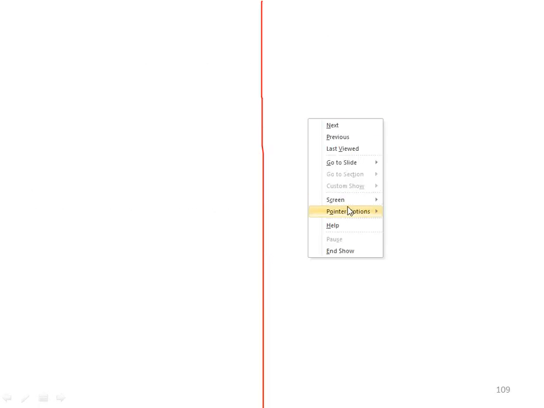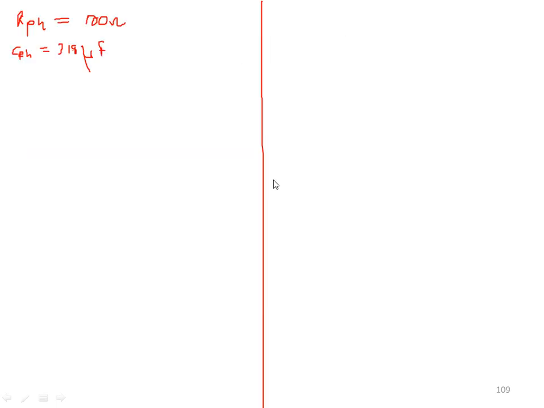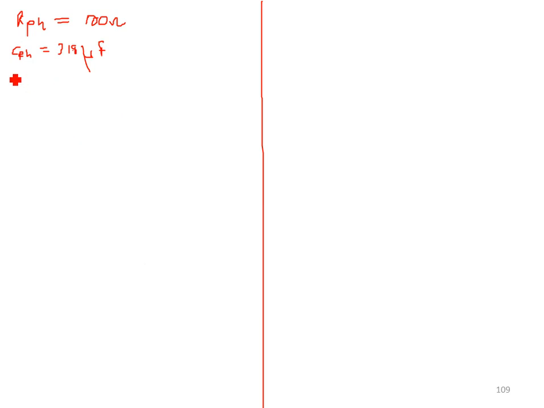Resistance per phase is given as 100 ohm, that is R phase equals 100 ohm. Capacitance per phase, that is C phase, is given as 31.8 microfarad. Now, frequency is given as 50 Hz. Therefore, what we can calculate is XC.